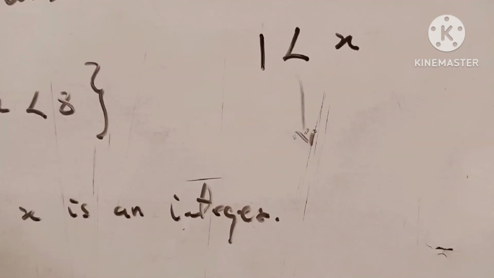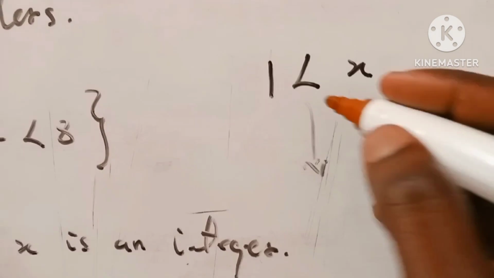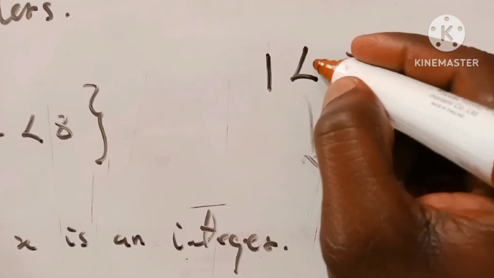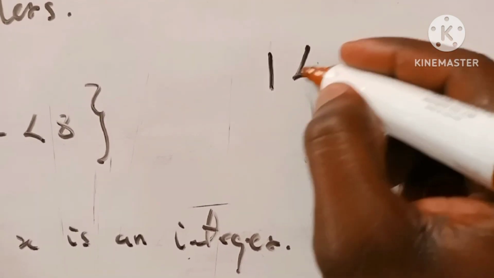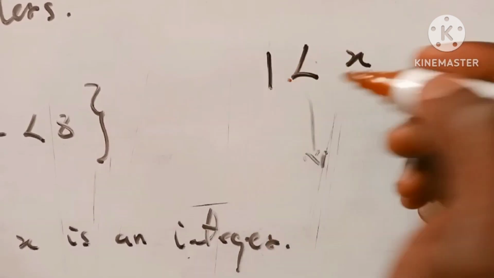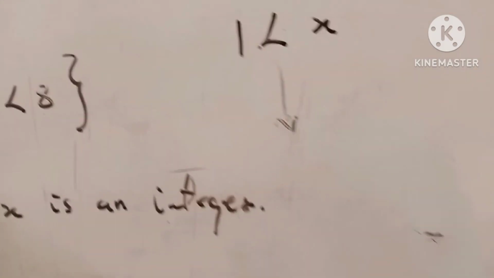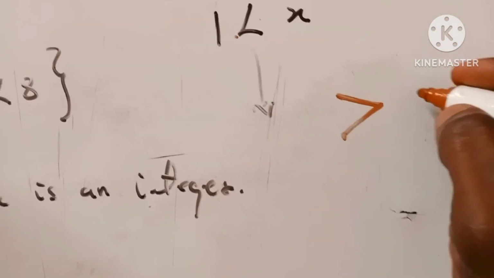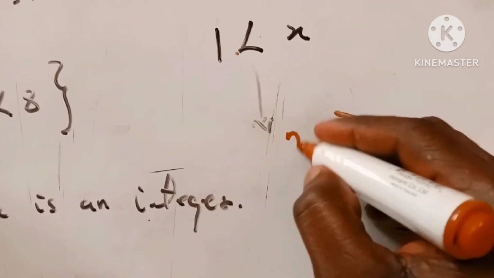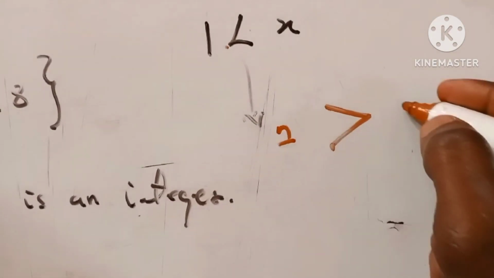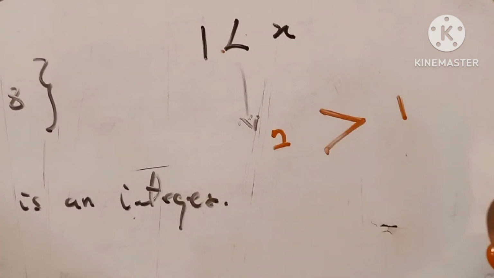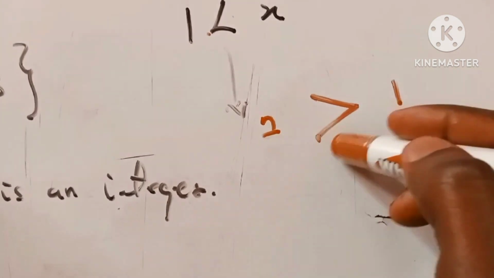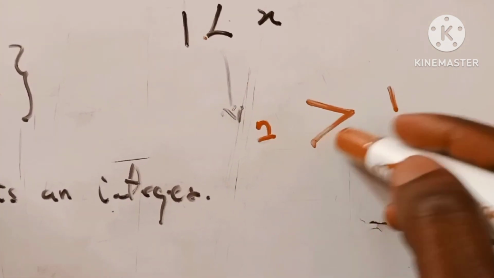So always, the side that has a very open or wide mouth is the greater than, and the pointed side is the less than. Does it make sense? Maybe the other one goes like this. If you have 2, we can say that 2 is greater than 1. So this is the meaning of greater than, right? So 2 is greater than 1.